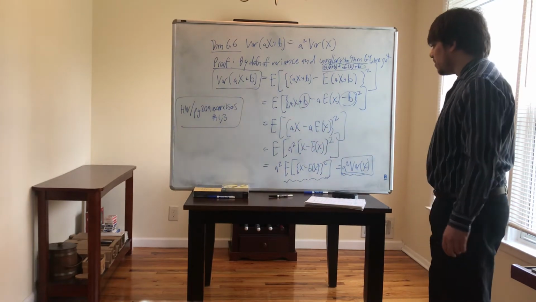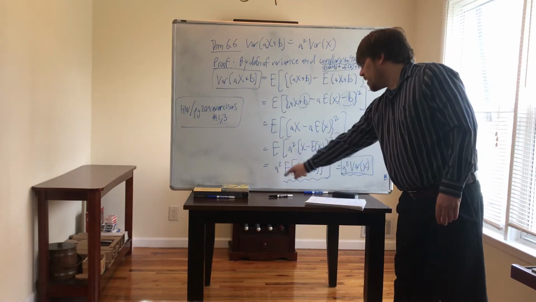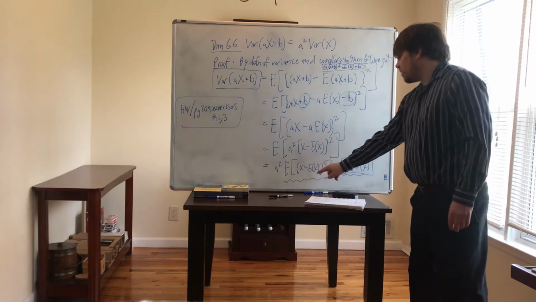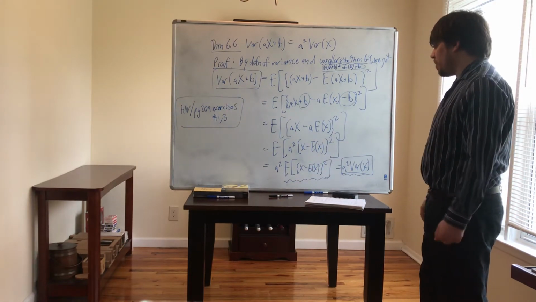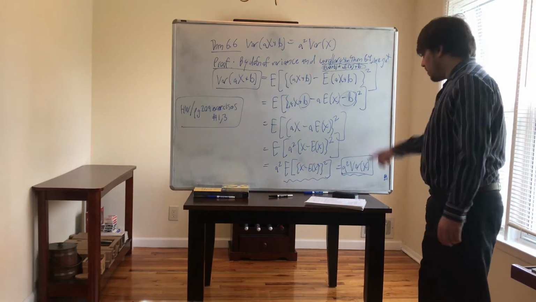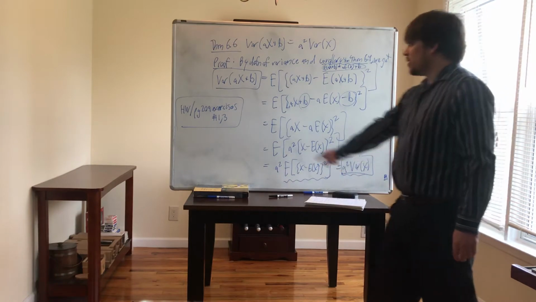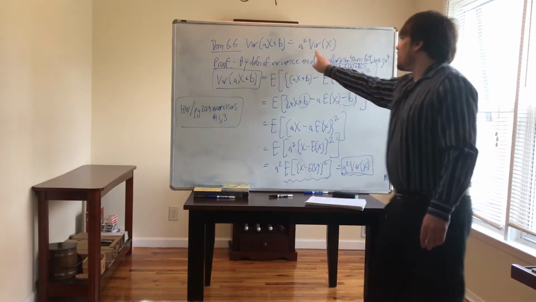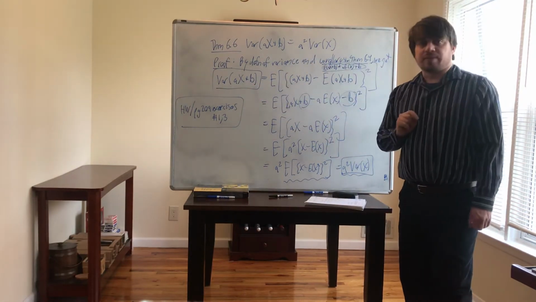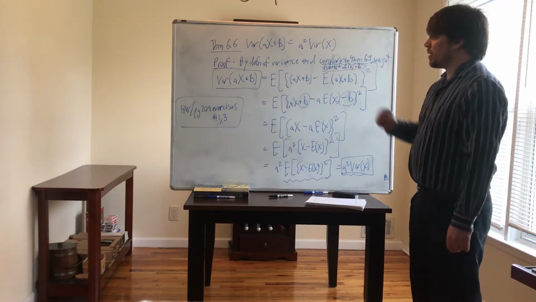And then you're squaring this, so you can factor out the a squared, and you get a squared times E of (X minus E of X) squared. By the definition of variance, E of (X minus E of X) squared is the variance of X. And so this is a squared times the variance of X. So the variance of aX plus b is equal to a squared times the variance of X. And that's the proof of Theorem 6.6 right there.